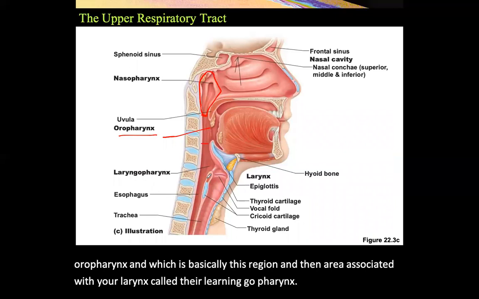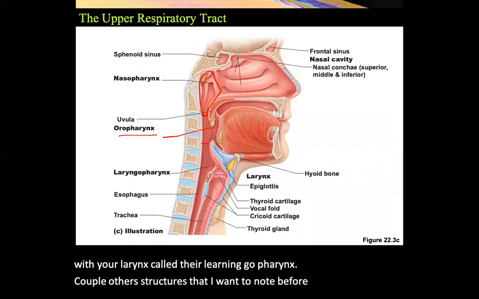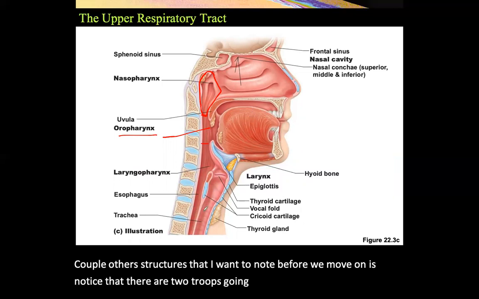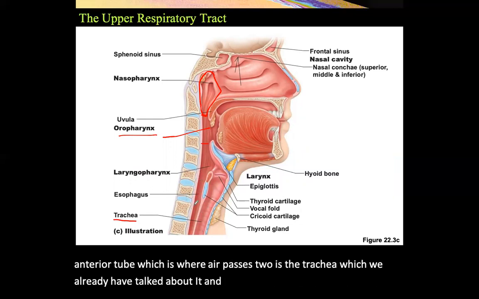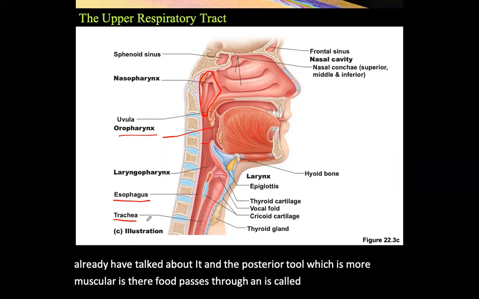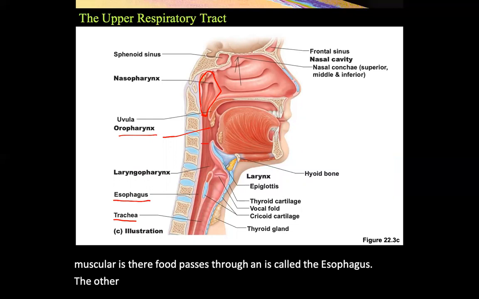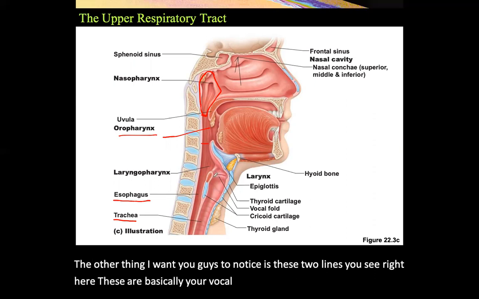A couple other structures that I want to note before we move on: notice that there are 2 tubes going down the neck. The more anterior tube, which is where air passes through, is the trachea, which we have already talked about. And the posterior tube, which is more muscular, is where food passes through and is called the esophagus. The other thing I want you to notice is these 2 lines you see right here. These are basically your vocal cords that give you the ability to create sounds.